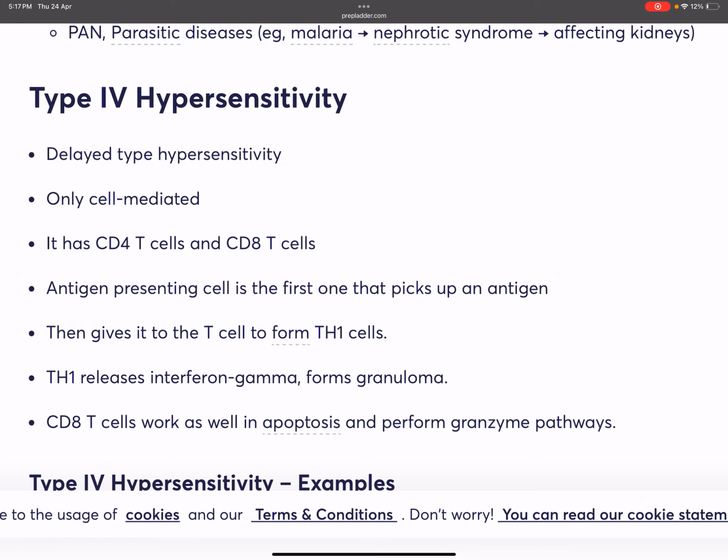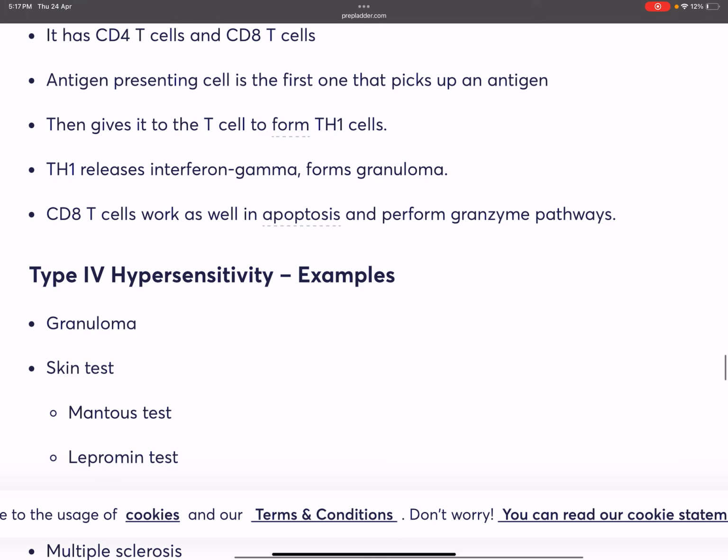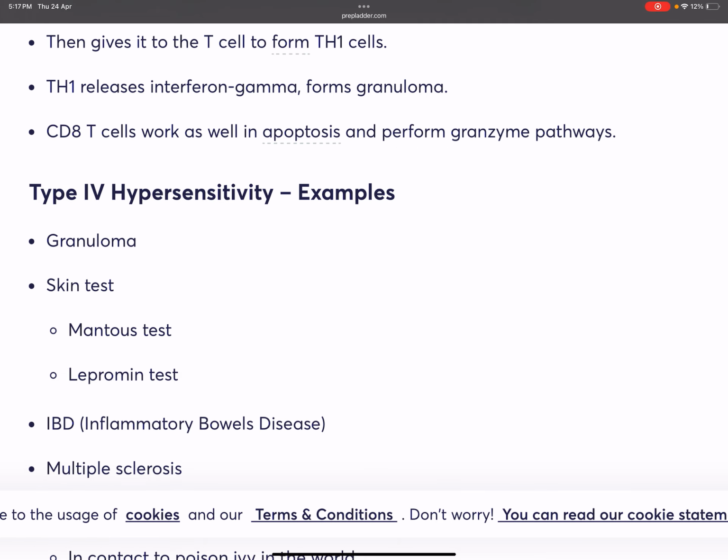Type 4 hypersensitivity is a delayed type hypersensitivity. This involves only cell mediation. It has CD4 T cells and CD8 T cells. You have to remember this, 4 and 8. This involves an antigen presenting cell. The CD4 T cell forms the Th1 cell. Th1 releases interferon gamma, which forms the granuloma. CD8 T cells work for apoptosis.